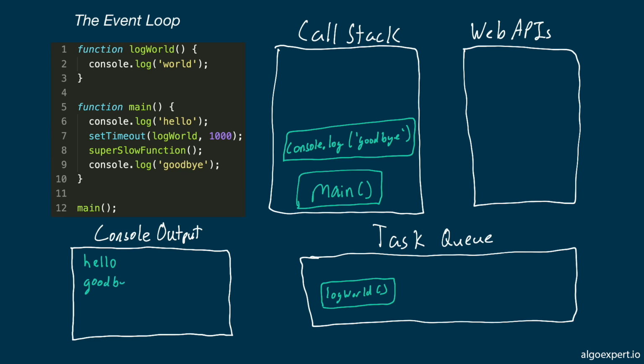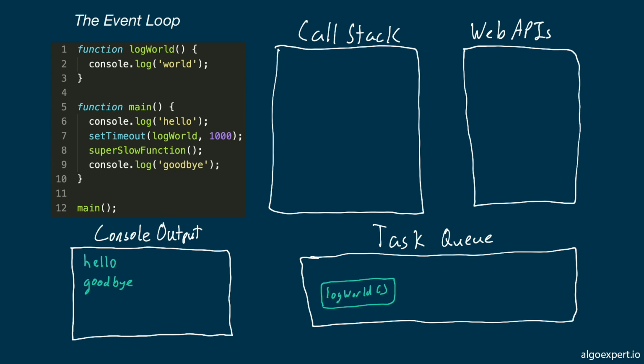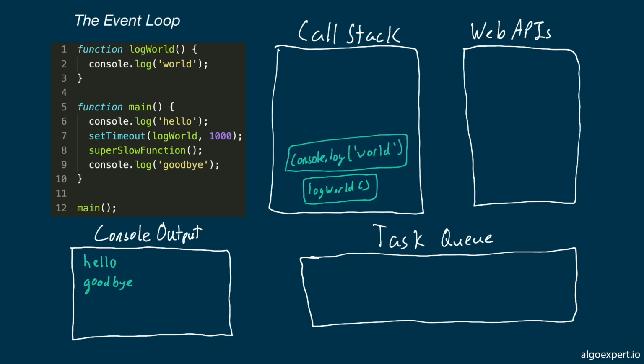Then this would get removed from the call stack, and we have reached the end of the main function, so now we can remove main from the call stack as well, leaving it completely empty. And now finally logWorld can be pushed onto the call stack from the task queue. This will then call the console log of world, which of course gets pushed onto the call stack, and then after it is pushed onto the call stack, we log out the string of world.